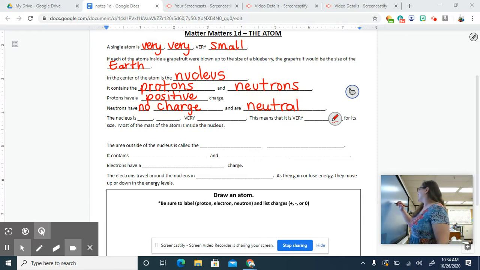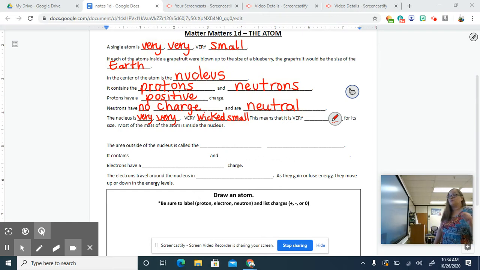The nucleus is very, very, very wicked, stupid small. Like as many adjectives as you can fit in for describing how small something can be. This means that it is very dense for its size. So it is very small, but it's heavy for its size. Like it's so tiny, we can't even wrap our heads around it. And yet it's got an amazing amount of density in that size. So most of the mass of the atom is in the nucleus.